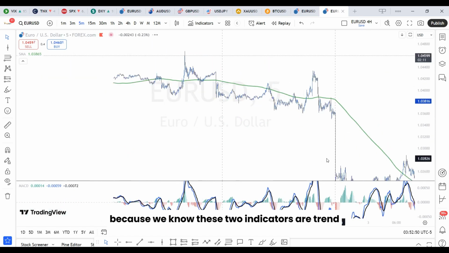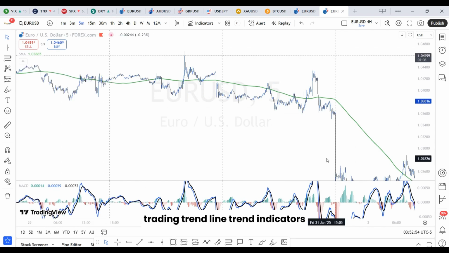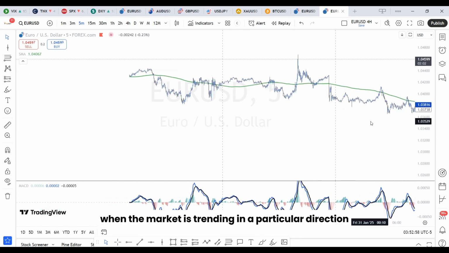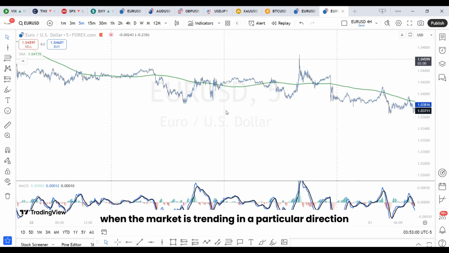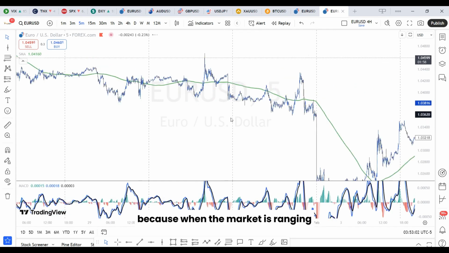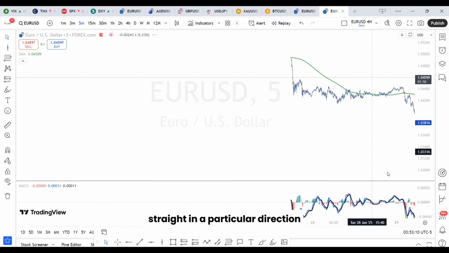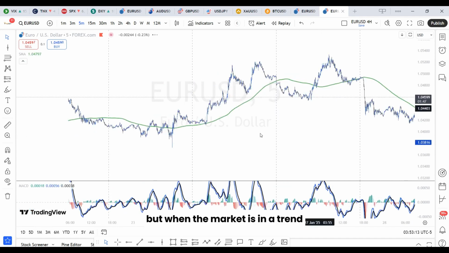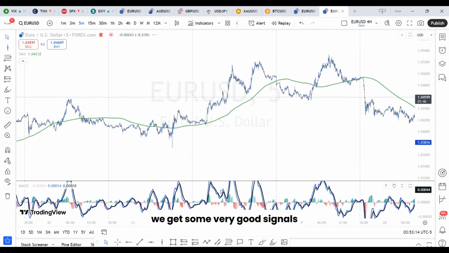And it's a trend because we know these two indicators are trend indicators. So we know that most likely when the market is trending in a particular direction, not when the market is ranging, because when the market is ranging, we might be getting false signals because the market is not moving straight in a particular direction. But when the market is in a trend, we get some very good signals.